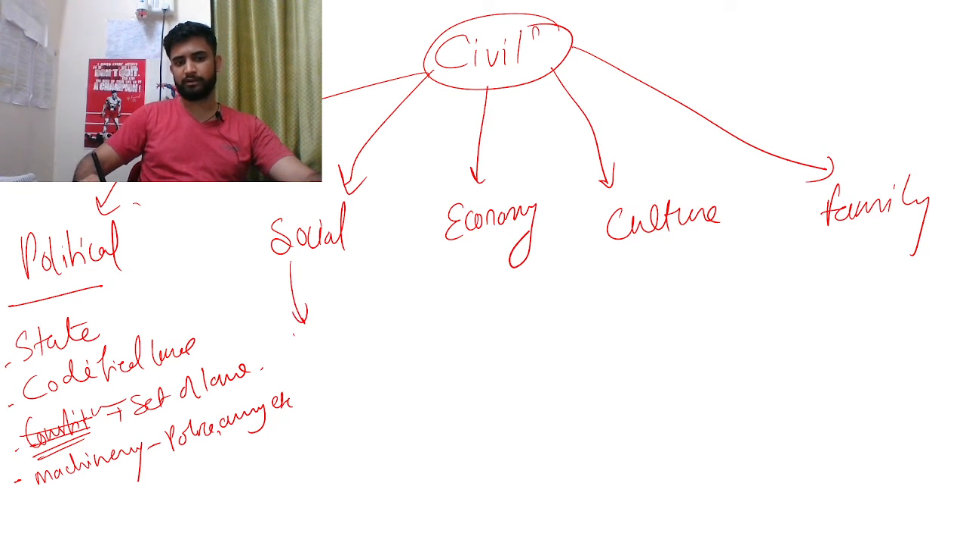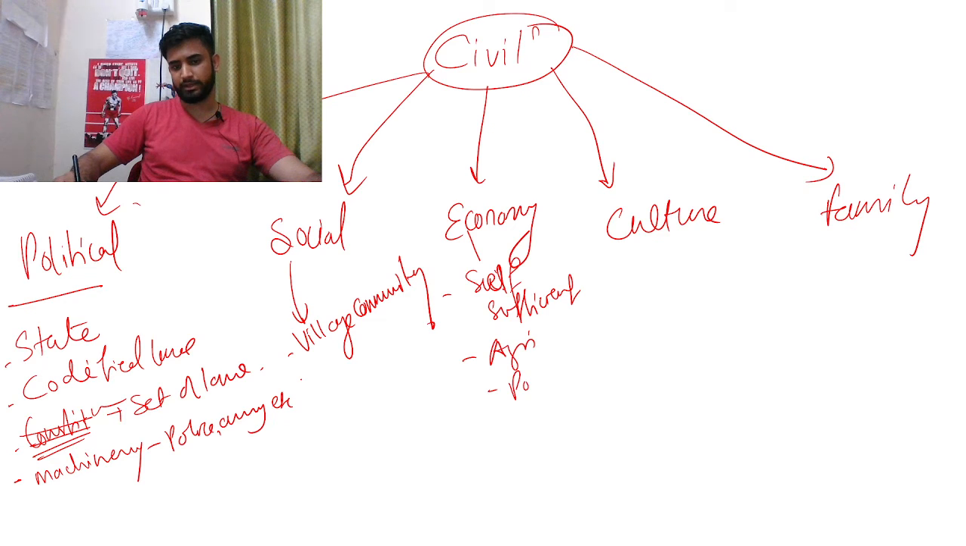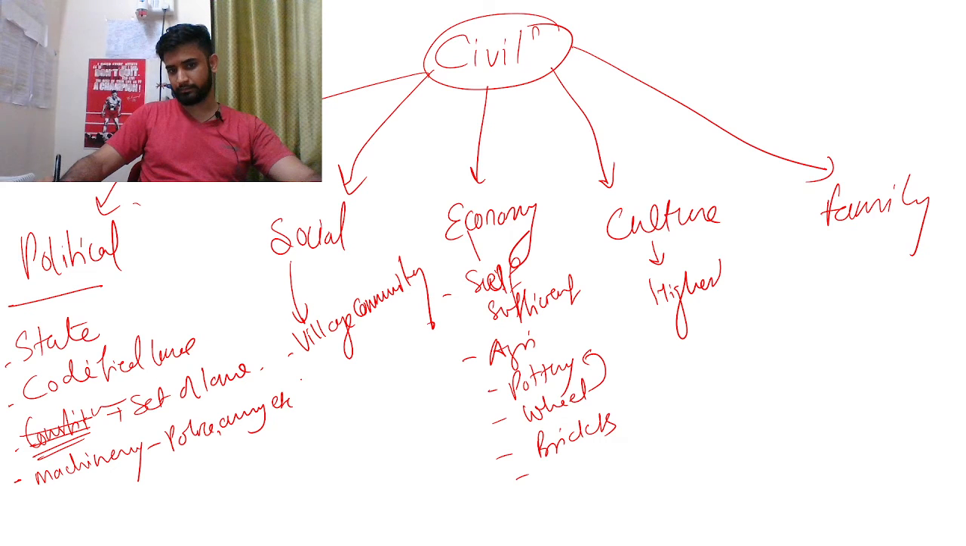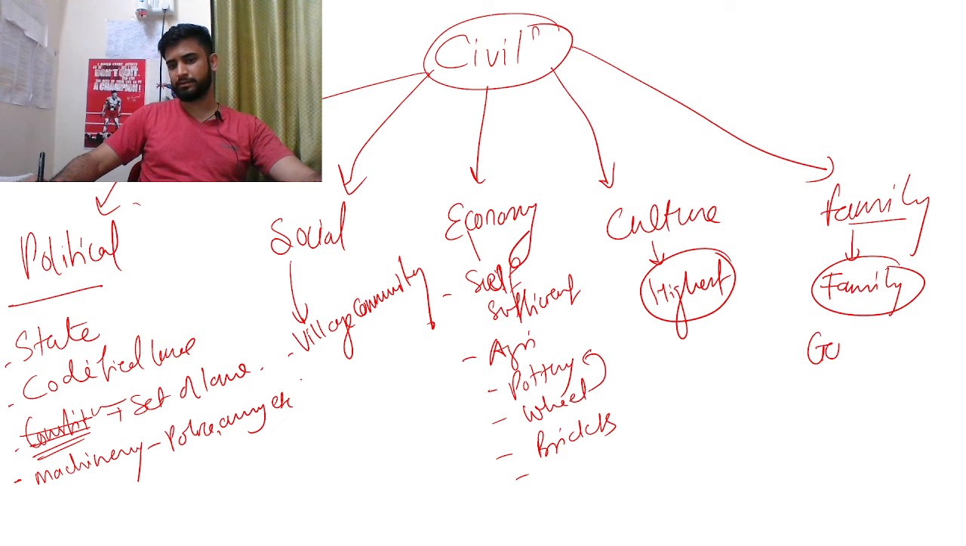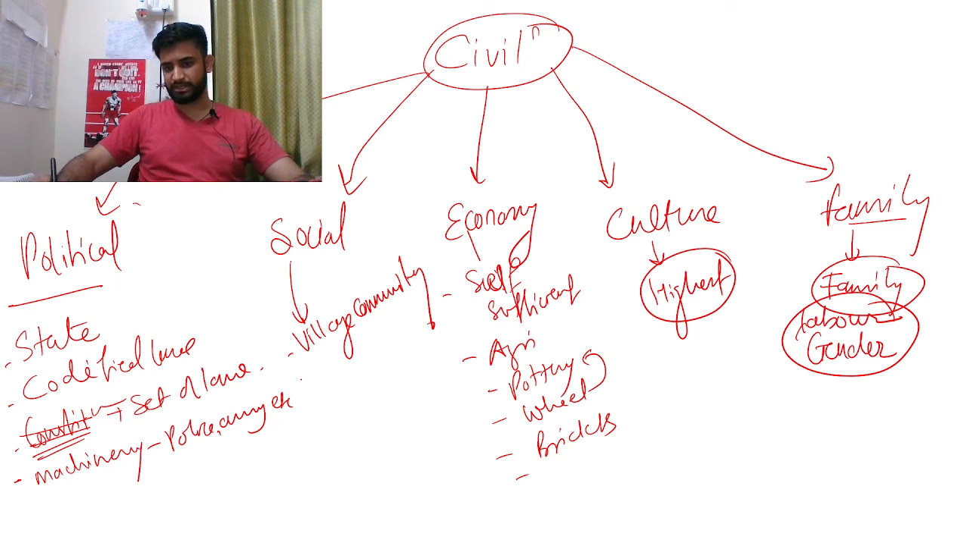In social form, we believe in a village community which is self-sufficient, which we will be writing here, self-sufficient. So we have agriculture, we have pottery, we have wheel-made pottery, we have bricks which are burnt. We have a lot of things when it comes to civilization. Culture, it is the highest. Family, we find various sorts, joint, nuclear, etc., whatever suits, but there is an existence of a well-defined family which is based on labor. Division of labor is there on the basis of gender. So this is basically it.